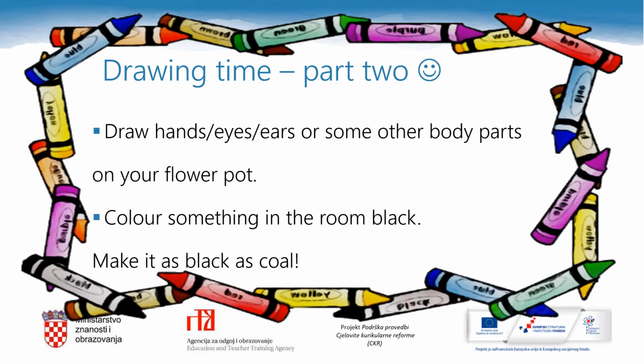Let's get back to your drawing. You have a room and a flower on your paper. Now draw hands or eyes or ears or some other body parts on your flower pot. Color something in the room black. Make it as black as coal. You can pause the lesson while you are drawing. Enjoy it.